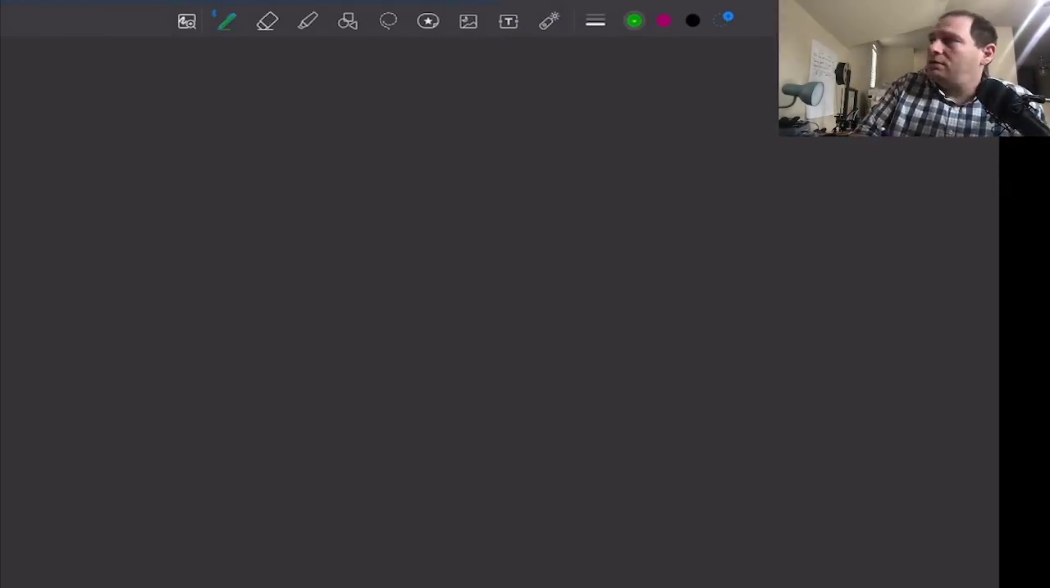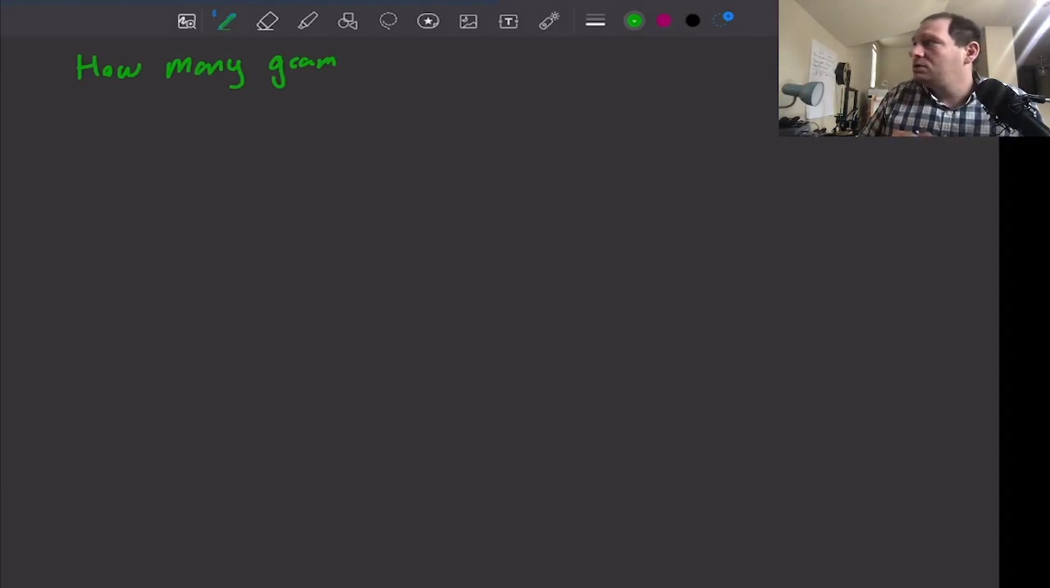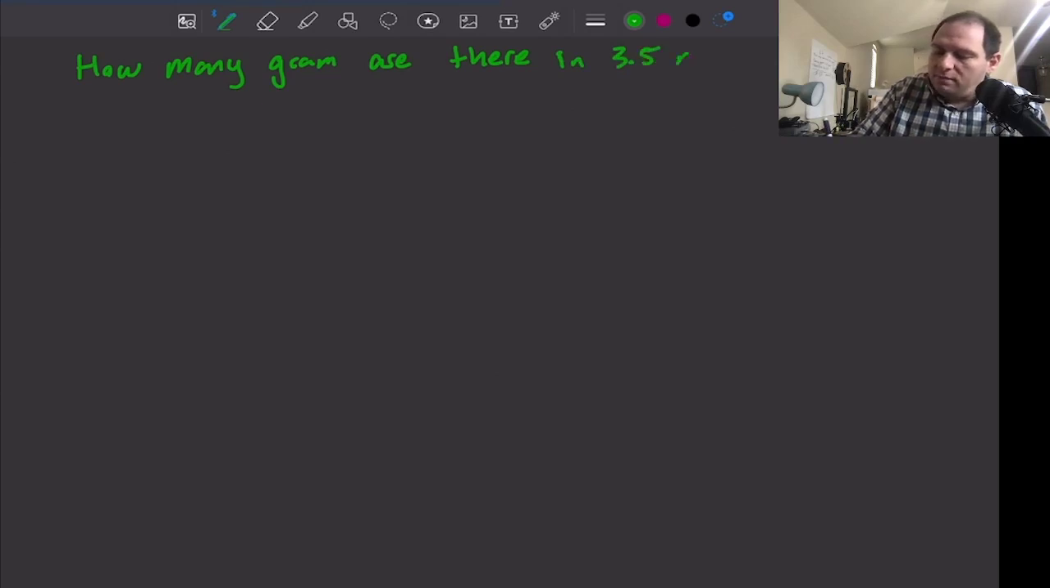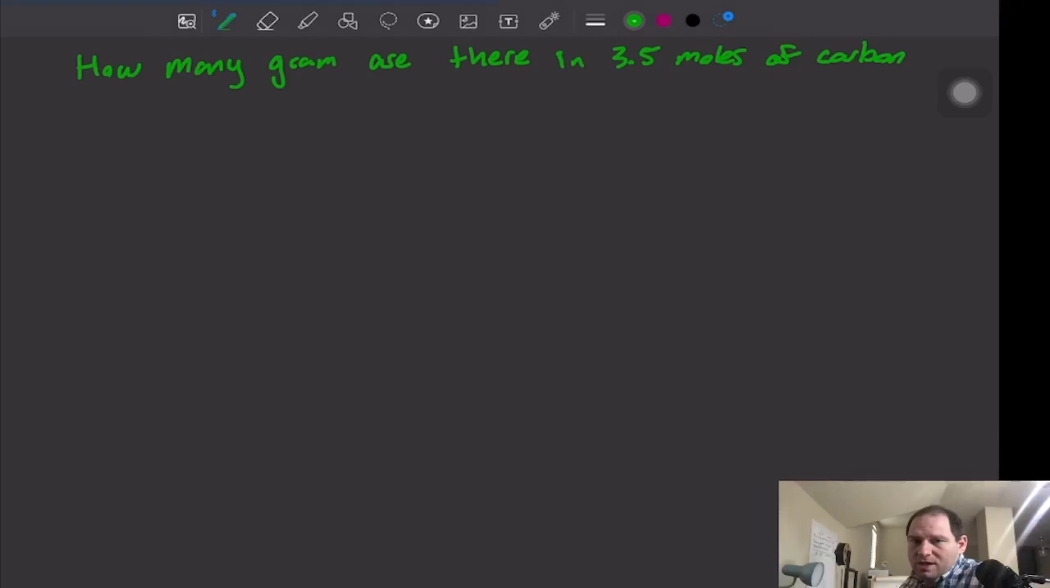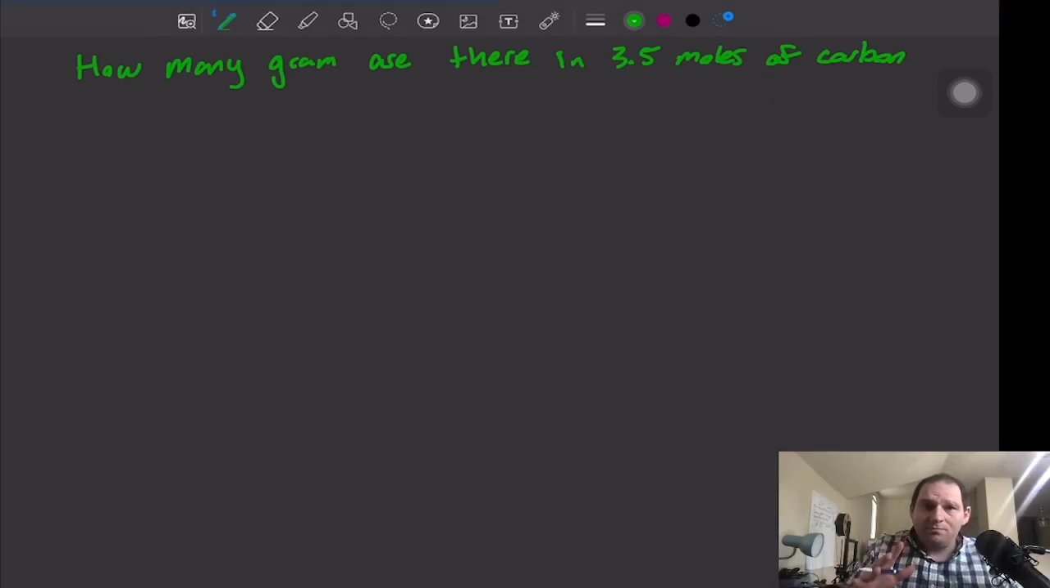Now let's say I have the question: how many grams are there in 3.5 moles of carbon? All right. I know we're jumping right in there, and it's like, wait a minute, we just did the basic one. Now we're doing something a little different. Just bear with me, please.